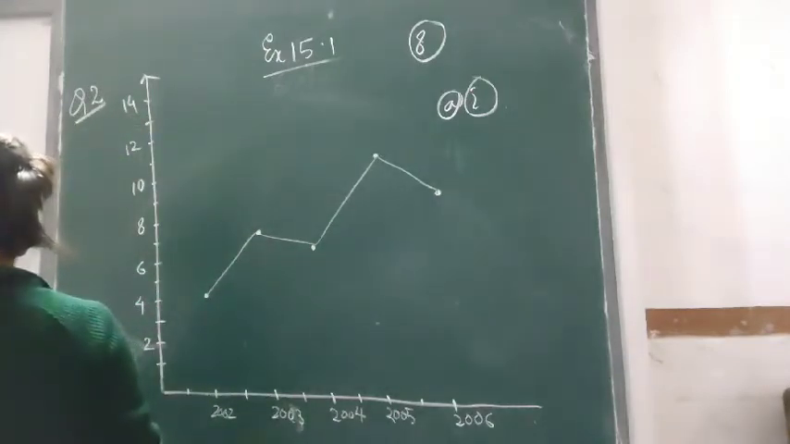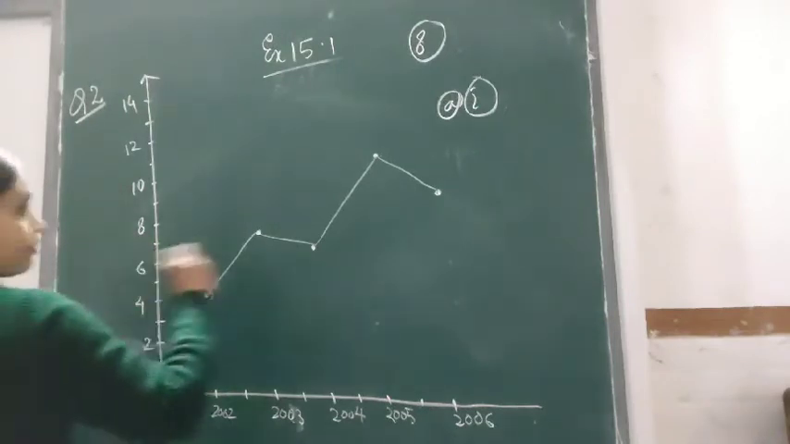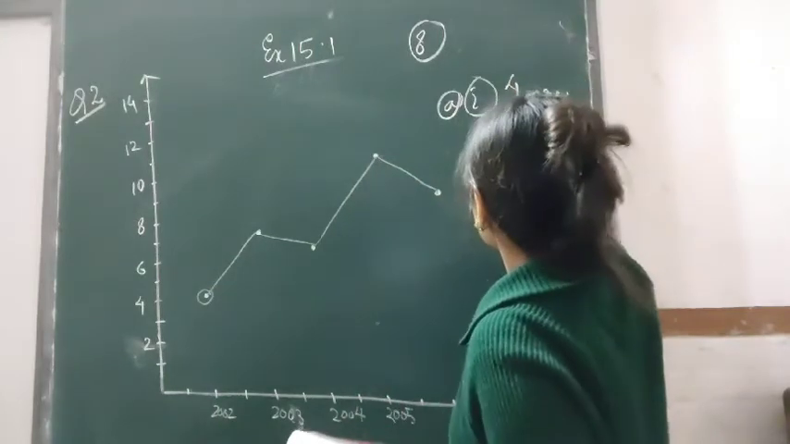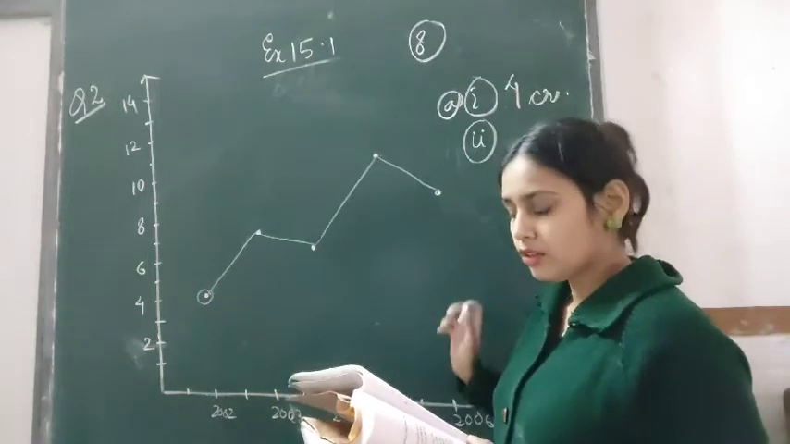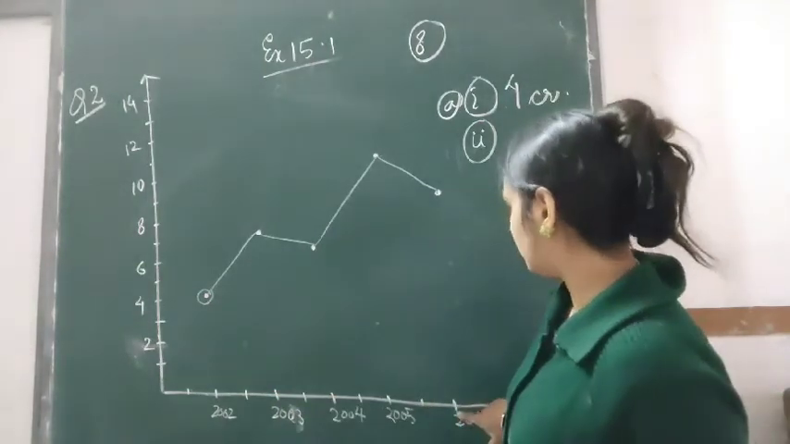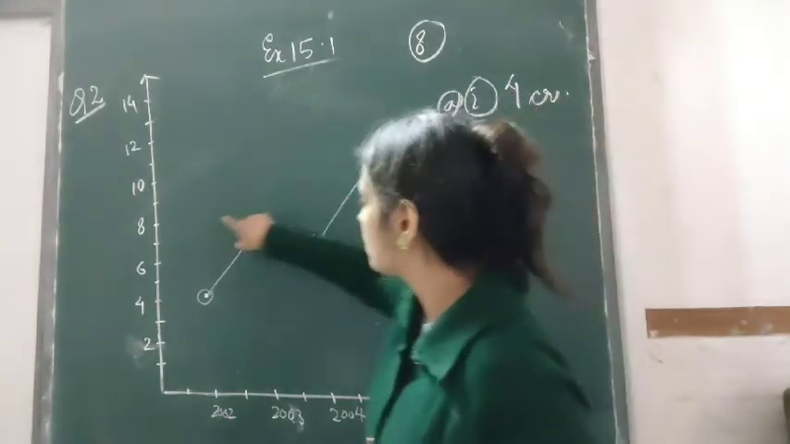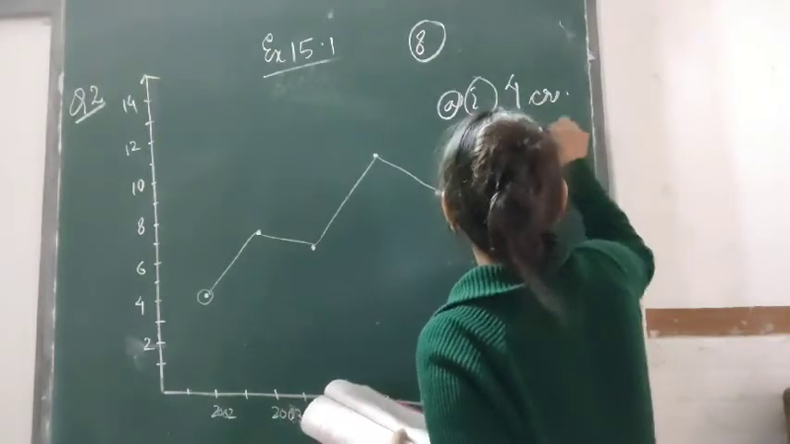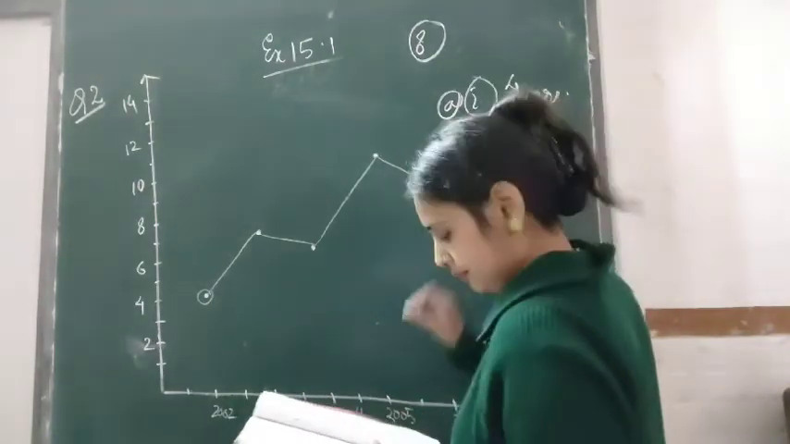2002. What were the sales? This is 2002. This is in crores. So what were the sales? 4 crores. And 2006, where is 2006? Here. How much is this? This is 8 crores. Then we go to B.